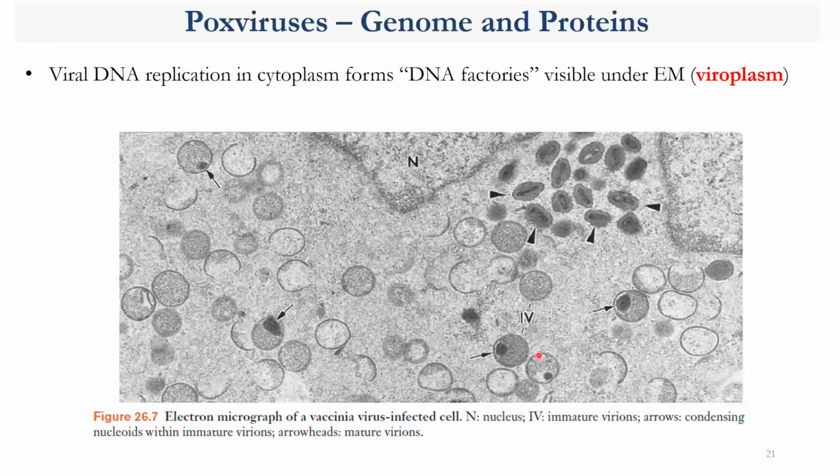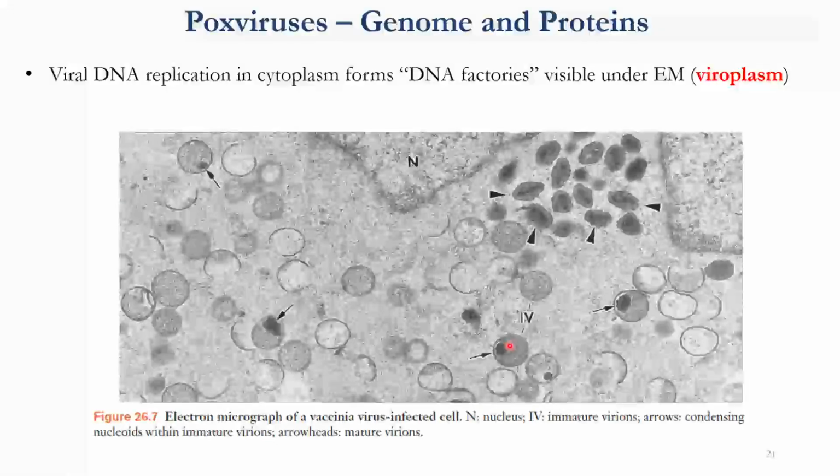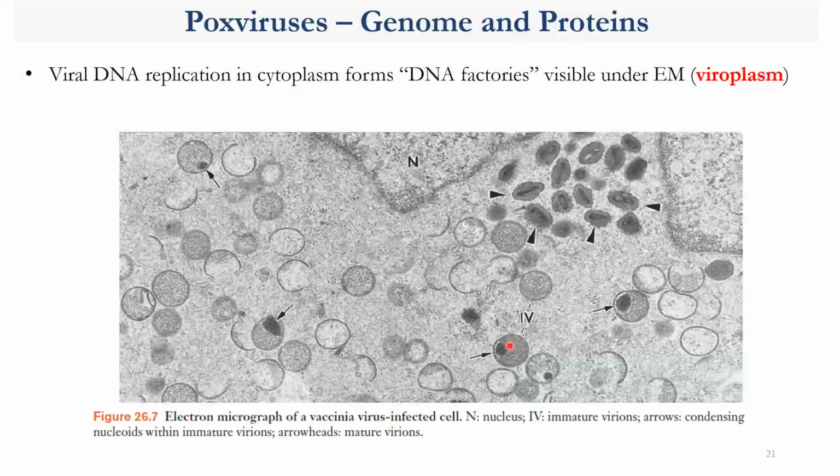So, and here is the nucleus, so this part here is the nucleus, and this is part of the nucleus as well. IV is the immature virion, okay? And you can see the nucleoid within immature virions. It almost looks like a cell. Yes? Almost looks like a cell. But as the virus matures, you can see it getting its characteristic shape, okay? So these are your mature virions, okay? Everyone clear on that? Yes? Okay.